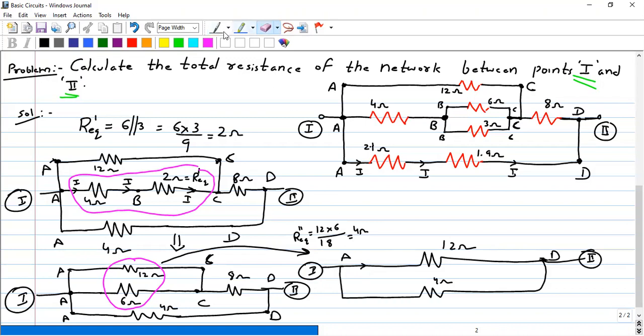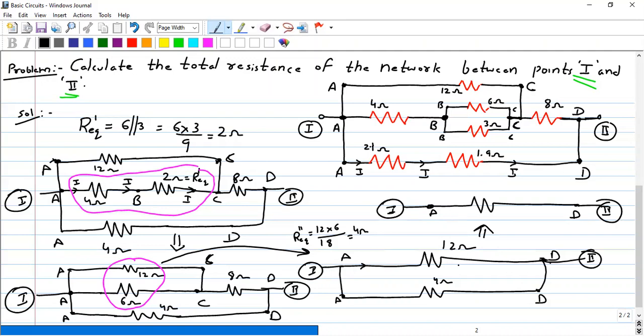Now see properly, the potential across this 12 ohms is how much? AD. This point is also A, this point is also D, so the potential across 4 is also AD. So both resistances have the same voltage drop AD, and as they have the same voltage drop, they are in parallel. Therefore, if I draw the equivalent, I'll get it like this. This is marked A and this is marked D. This A is connected to 1, and this D is connected to 2.